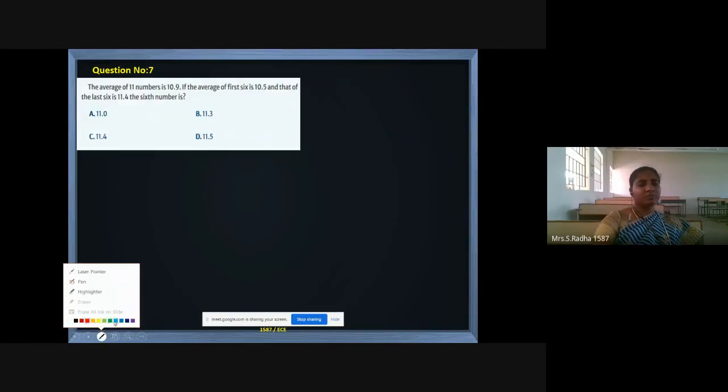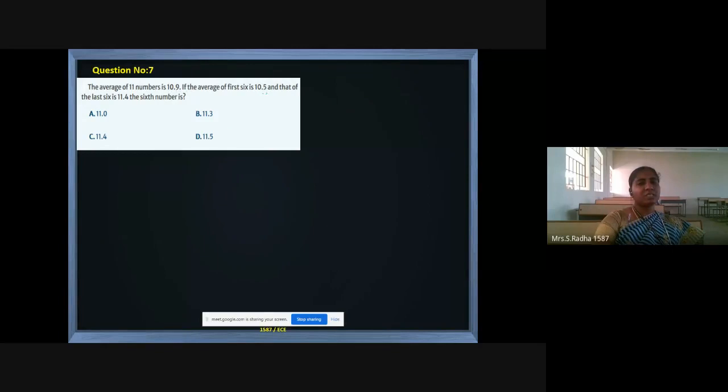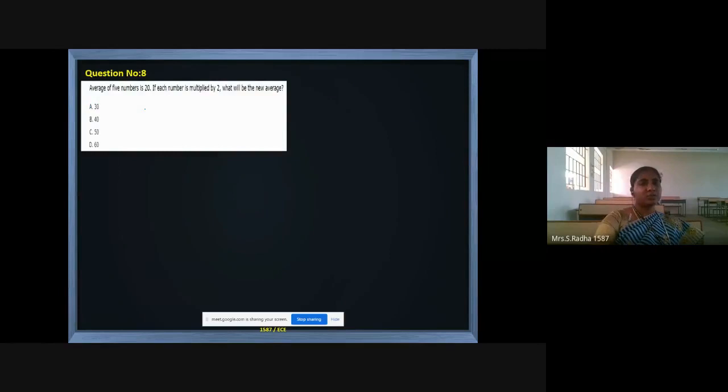What we have, the average of 11 numbers is 10.9. If the average of first 6 numbers is 10.5 and that of last 6 numbers is 11.4, the sixth number is... similar problem we have done in the previous case. I am leaving this to you.